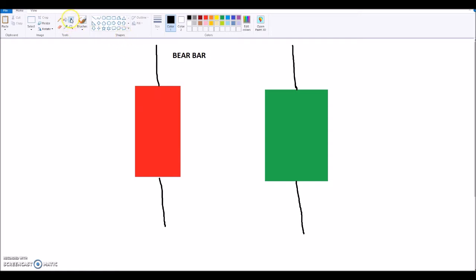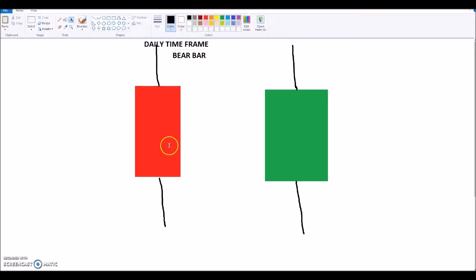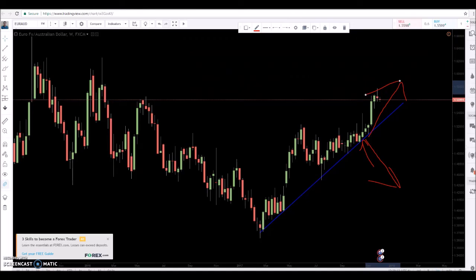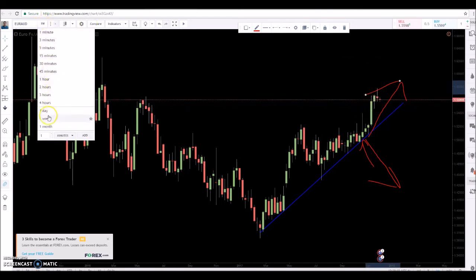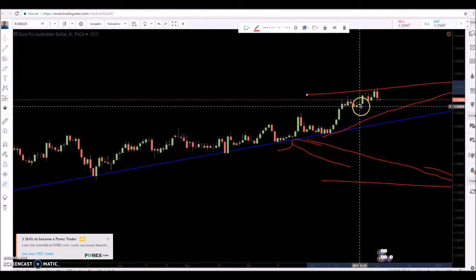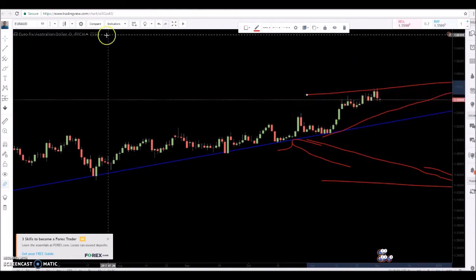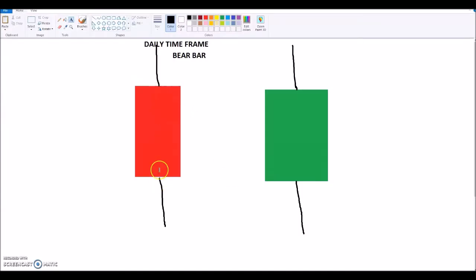So if we are in the daily time frame, each one of these bars equals 1 day. Remember, we go back to our chart. This is a week because we're on the weekly time frame. See how we can choose week, 1 day, 4 hours, whatever. If I click on daily, each of these bars is 1 day. So let's go back to our example. This whole bar on the daily time frame is 1 day.